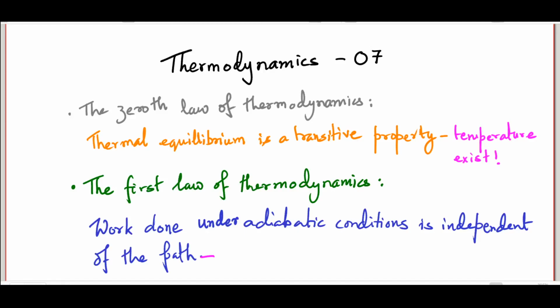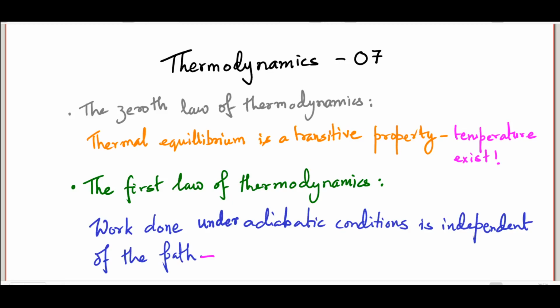This is the 7th lecture in my series on thermodynamics. In the lectures so far, we have met the 0th and the first law of thermodynamics. We found that the 0th law states that thermal equilibrium is a transitive property, and this led to the notion that temperature exists.